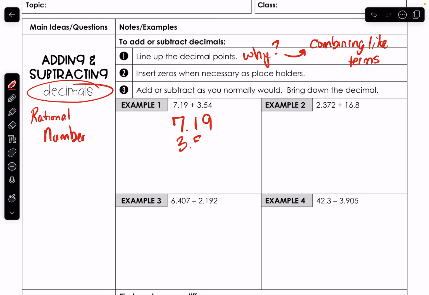So 3 and 54 hundredths plus 7 and 19 hundredths, and we add them up. Then we just continue to follow our rules, like copy, do our regrouping, so 10 and 73 hundredths is our answer. Not a big deal, not a lot of heavy-duty math lifting.